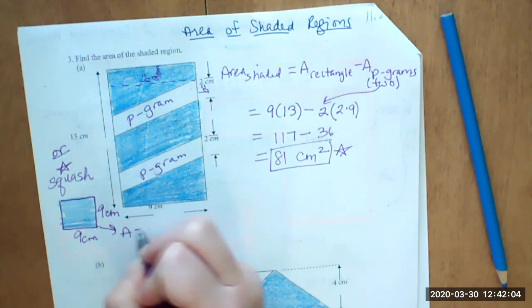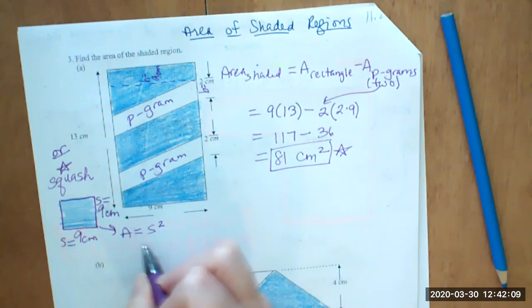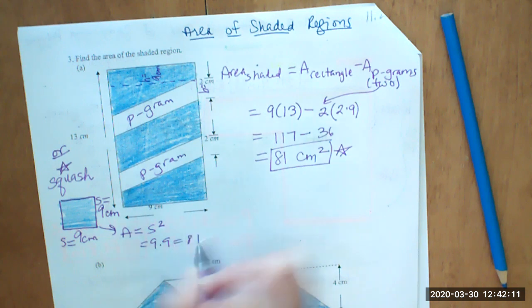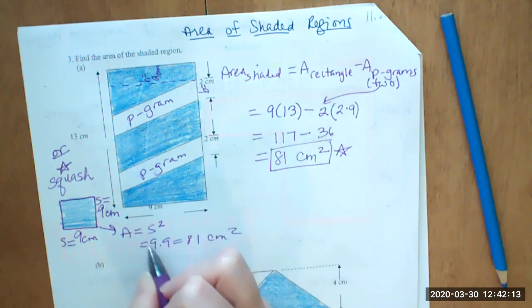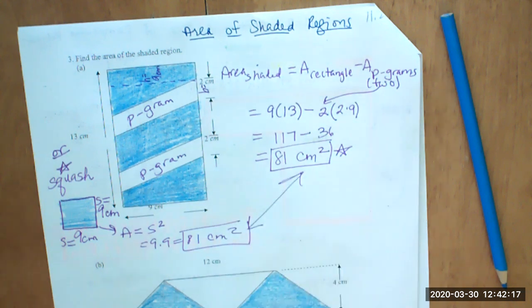The area is equal to the side squared, or 9 times 9, which is 81. And notice, if you notice that you could have squashed that figure, you'd get the exact same answer. And it would have taken you a little less time. Okay. Now again, that's not always going to work.